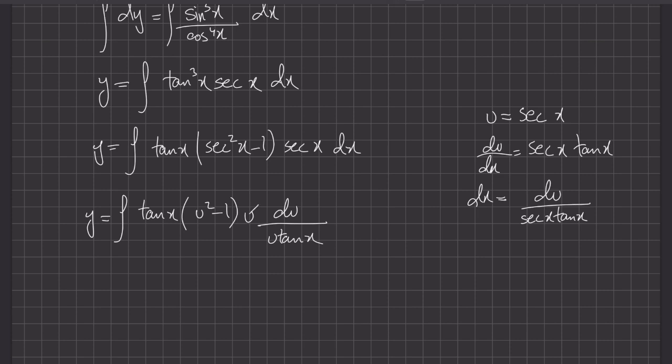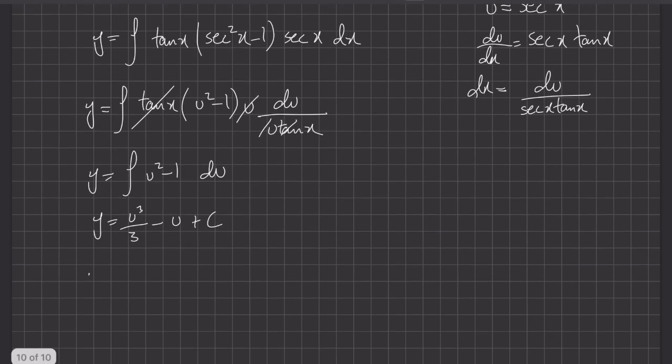Then our secant and tan terms cancel out, leaving us with the integral of u squared minus 1, which evaluates to u cubed over 3 minus u plus c, and back substituting u to get secant cubed x over 3 minus secant x plus c.